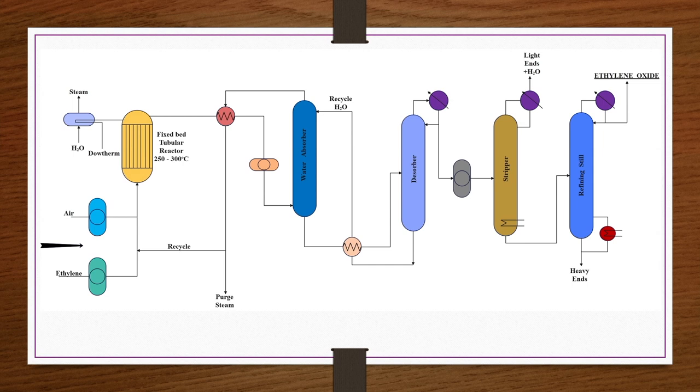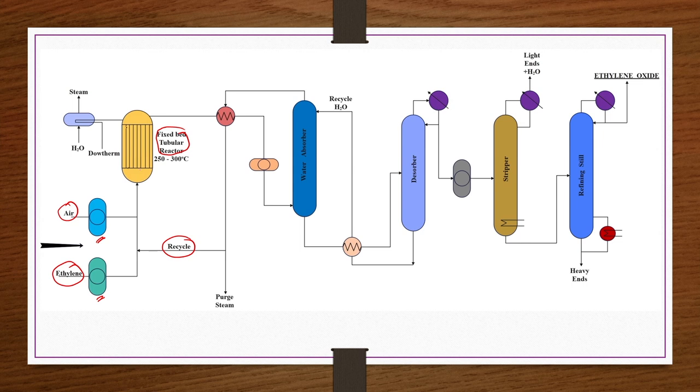So, whatever air and ethylene are there, they are separately compressed and then mixed and then sent to the fixed bed tubular reactor, along with the recycle amount also. Some of the products are also being recycled. Okay. So, they are individually compressed, mixed and then sent to the tubular fixed bed reactor.